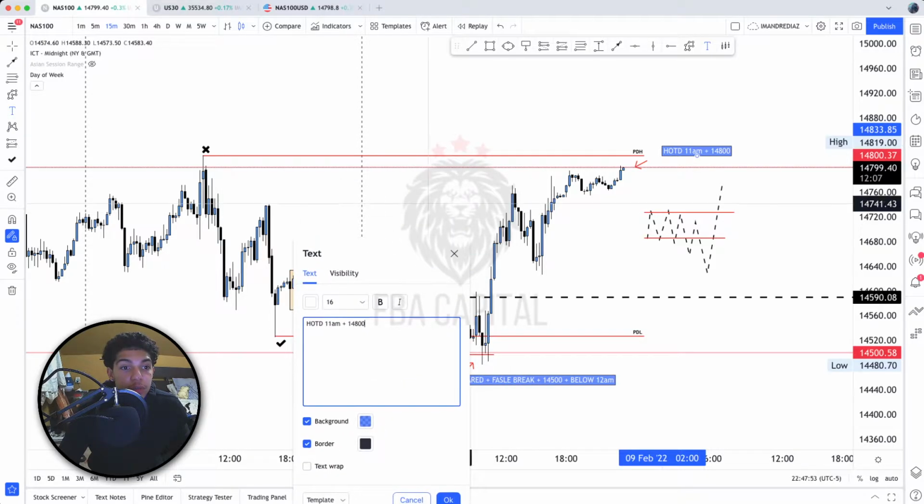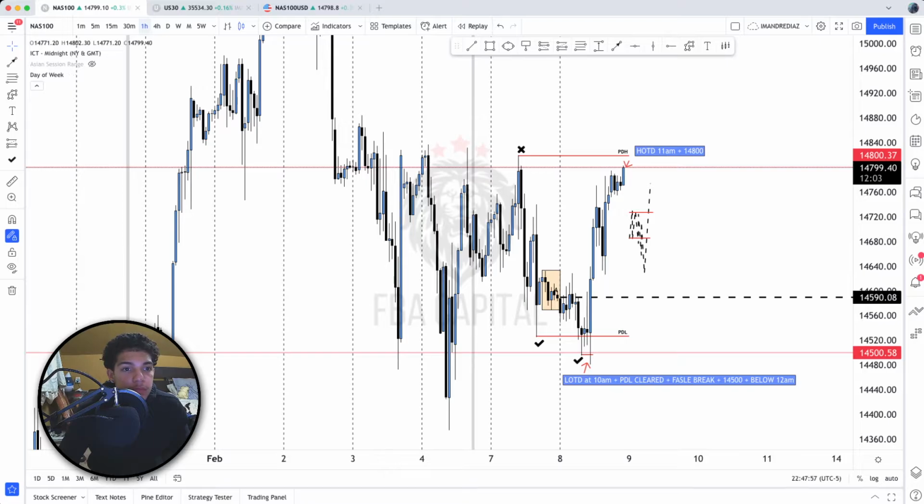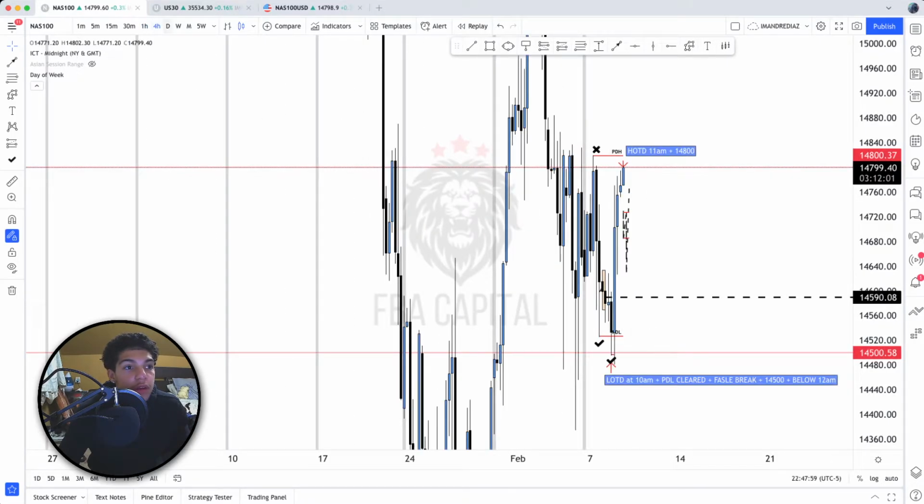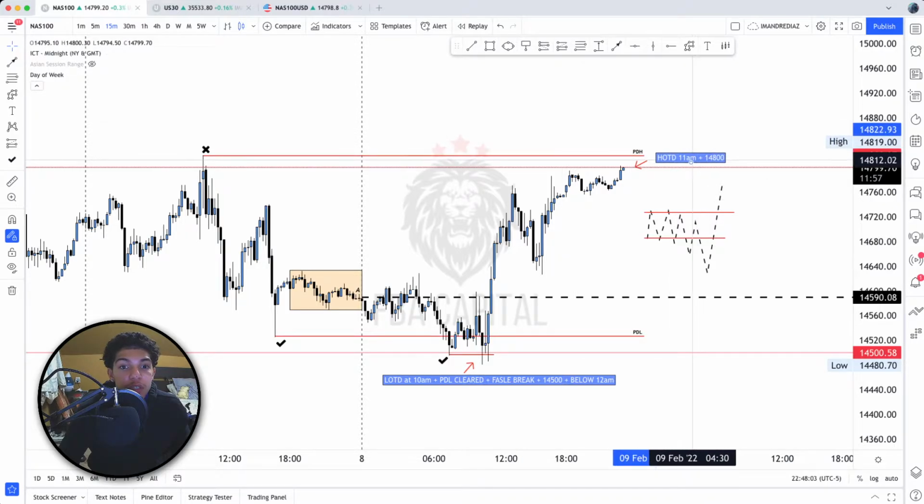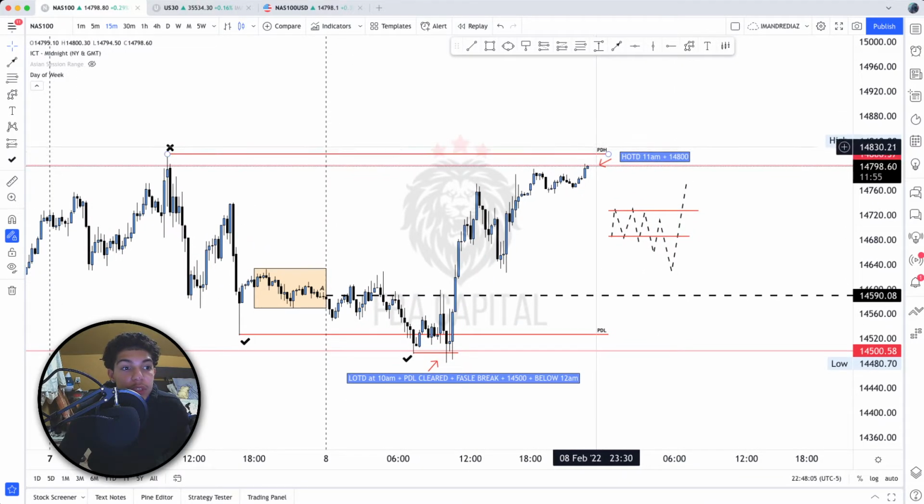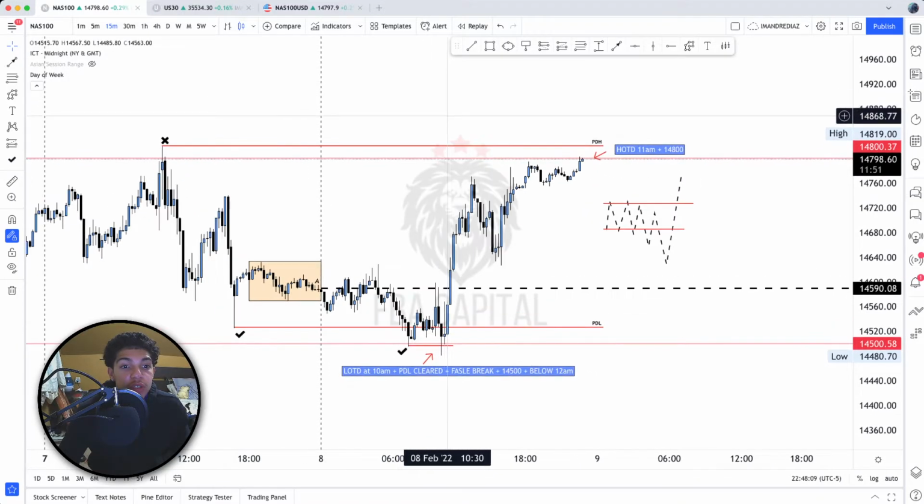And then if we go to slightly higher time frames to see if there are any order blocks within here, there aren't any, so we're just going to keep it as that. We have the high of the day at 14,800, and we're about to clear the previous day's high. If we had cleared the previous day's high, I would have put that we target the previous day's high, but as you can see, we did not.